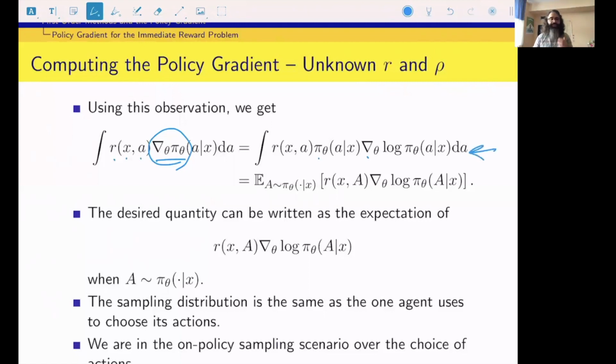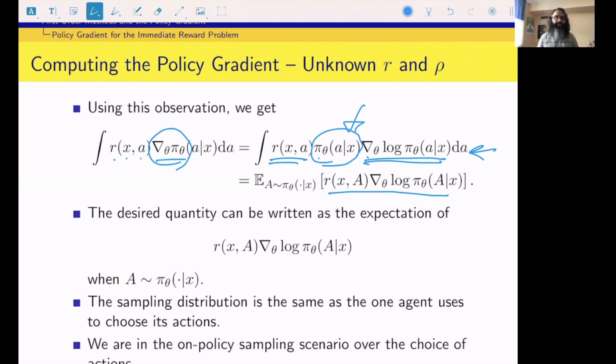This is a convenient form because now the policy pi theta appears explicitly in the right-hand side. So now we can interpret this as computing the expectation of some quantity. What quantities? These two quantities, when the distribution is pi theta, which I'm writing here. So this would be the expectation, with A coming from pi theta, of R of x and A times the gradient of log pi theta.